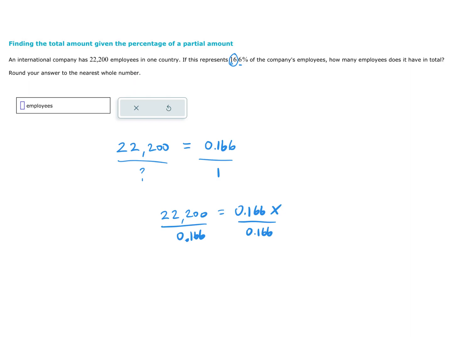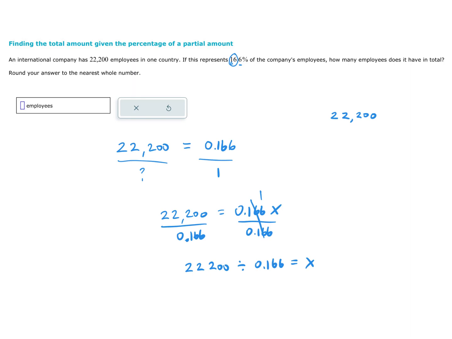And on the right side, when we divide 0.166 by itself, that becomes just 1 whole. So we'll have 22,200 divided by 0.166 equals x. And I would say this is a type of problem that I would use a calculator to do if I am given that opportunity. But since I don't have a calculator, I'm going to go ahead and show you how this would look.